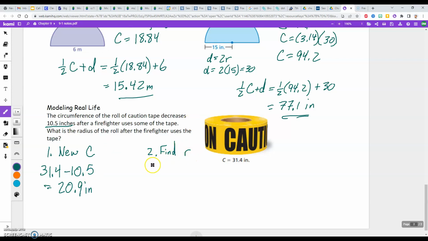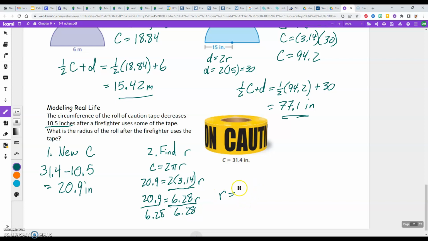To find the radius, given the circumference, we're going to use our formula. Circumference equals 2 pi r. So circumference is 20.9 equals 2 times 3.14 times the radius. First thing to do is to multiply the 2 and the 3.14. So that gives us 20.9 equals 6.28 r. The way that we undo multiplication is by division. So we divide both sides by 6.28. So that means that our radius is about 3.3 inches.